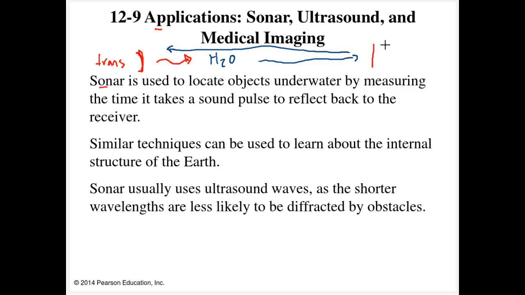reflected backwards. If I know what the speed of sound in water is, and I measure this two-way time, I can figure out the distance to any surfaces under the ground, simply by saying distance is equal to velocity times time. So we can use sonar, we can use sound to figure out where objects are underwater, assuming that the velocity doesn't change very much. Similarly, we can use the same type of technique to look at the internal structure of the Earth, as well as in ultrasounds, as I'll talk about on the next slide.